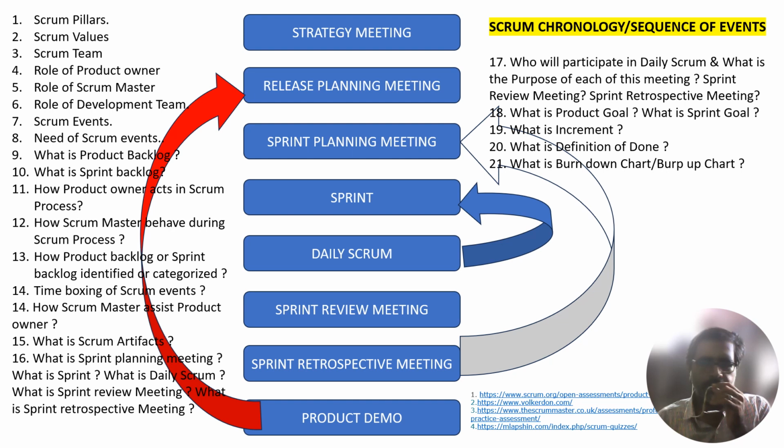The product owner may do all the four accountabilities, right? Developing and explicitly communicating the product goal. Second thing, creating and clearly communicating the product backlog items. Third one, ordering the product backlog items. Fourth one, ensuring that the product backlog is transparent, visible and understood. So these are the important things.